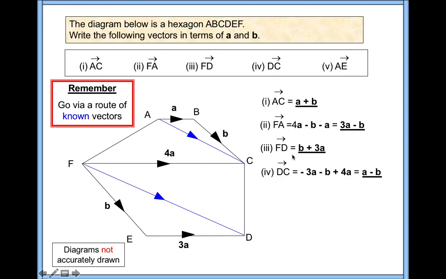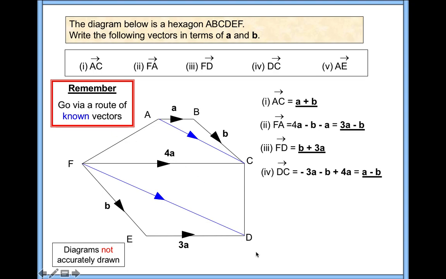Vector FD you already found out, B plus 3A. Now what about vector DF with reference to vector FD? Vector DF will be in the opposite direction, so the terms will be negative. So positive 3A becomes negative 3A and positive B becomes negative B. Vector DC means vector DF plus vector FC. You have to go via route of known vectors.